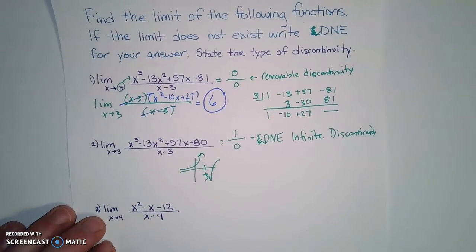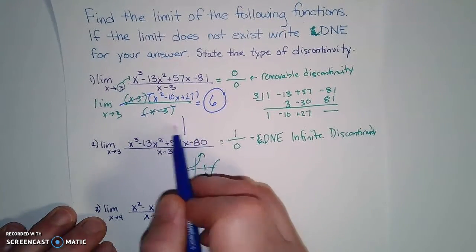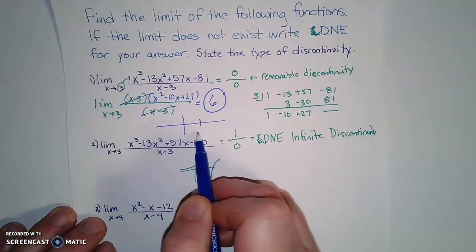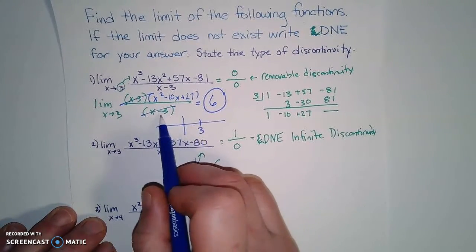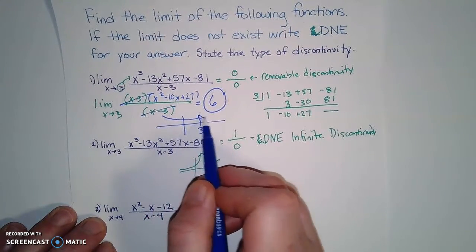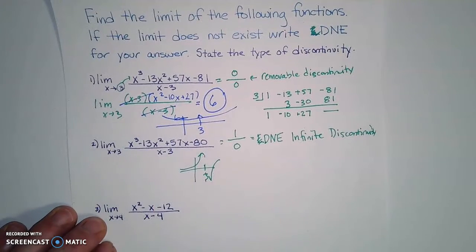Now, you don't have to do this next part. That just tells me that when I graph this, it's going to be a continuous function. But at 3, there's going to be a hole in the graph, and the height of the graph at that point is 6.